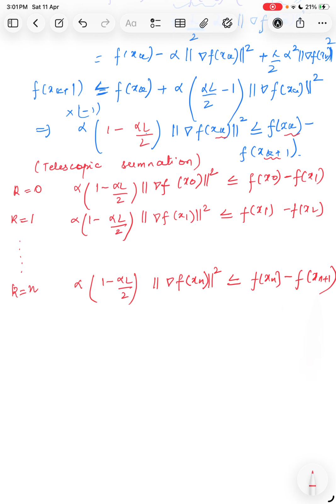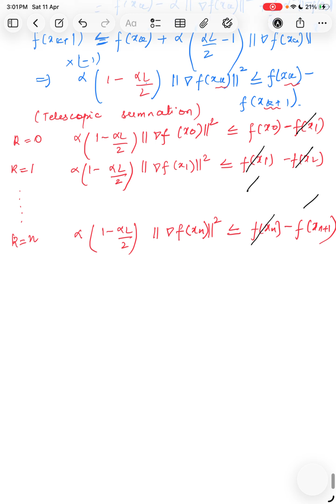Right? Now if I add all of these terms together, what I'll see is that some of the terms will cancel. So this term will cancel with this term, and this term will cancel with the next iteration's first term, and so on. So for the last iteration, my first entry will get subtracted with the second last element's last entry. So what I will be left with is, I'll have alpha 1 minus alpha L by 2. Because this is constant, it has no k, so there will be no summation on this term.